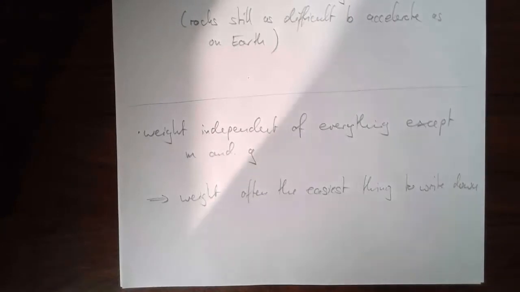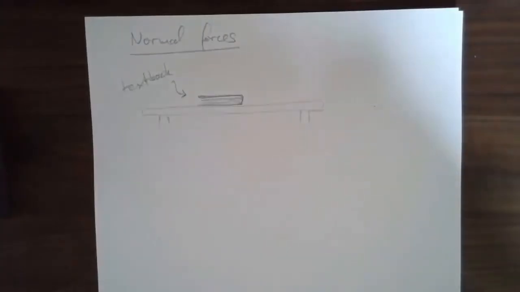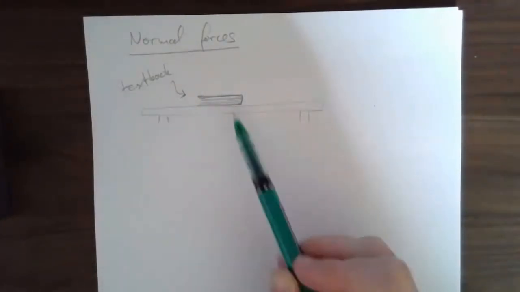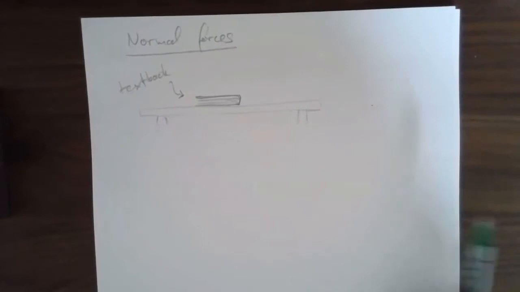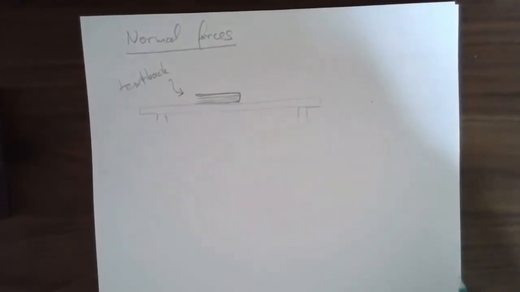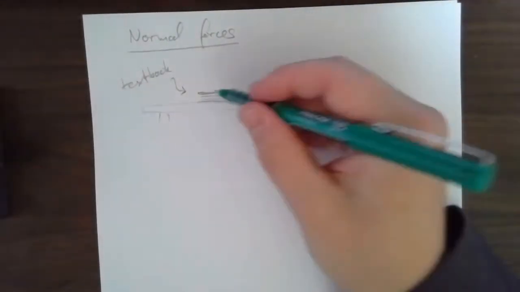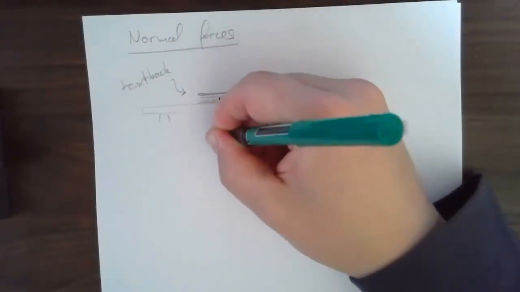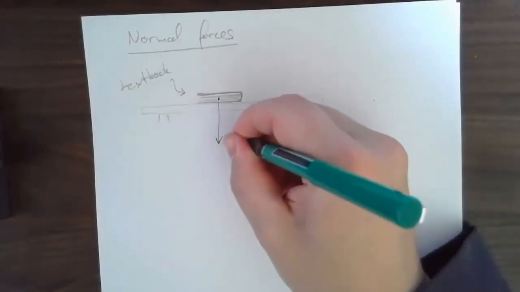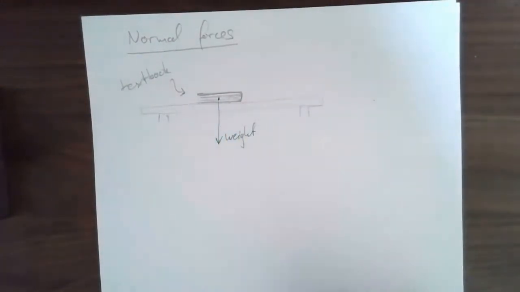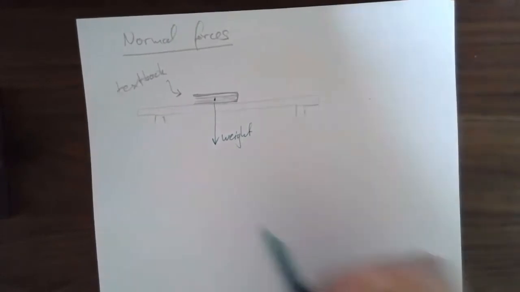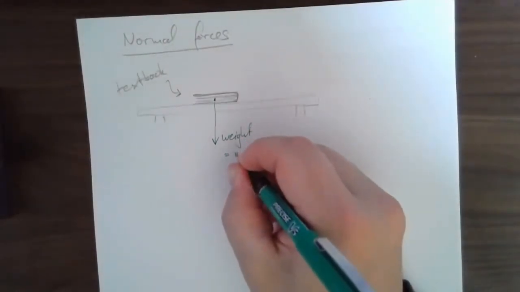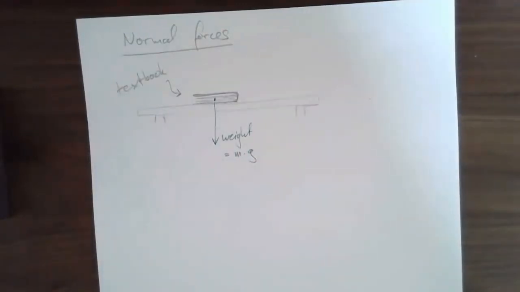Let's move on to the notion of a normal force. Imagine the following situation. I've got a textbook that's sitting on a table, so I've drawn it here from the side. Now we know at this point that because we assume this is on Earth, there's a force of gravity on it. We know what it is, so I'm just going to draw it. Force of gravity called the weight, acting downwards, of course, and that weight is equal to the mass of the book times g.